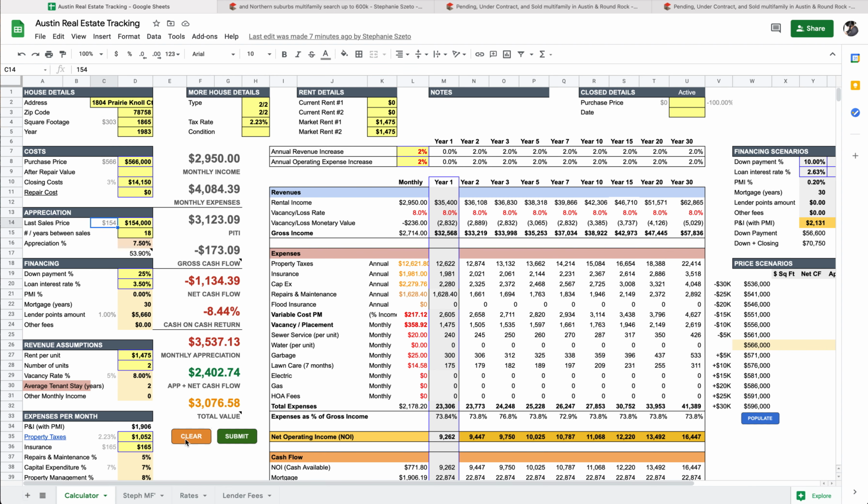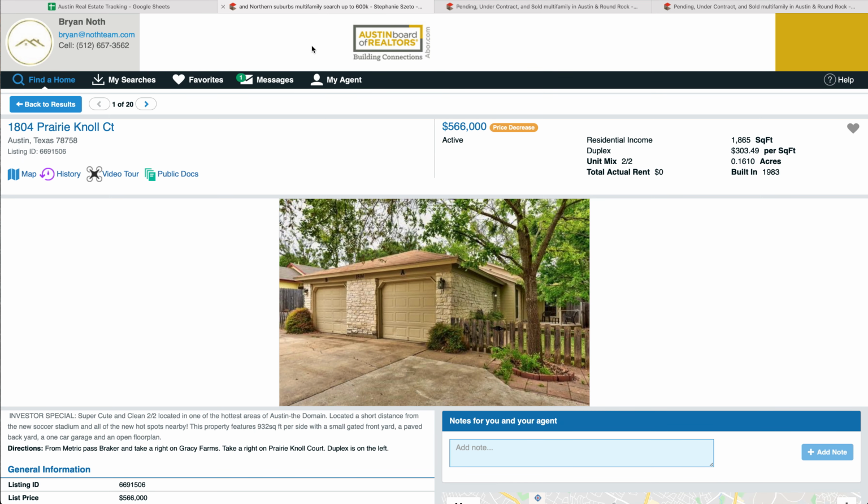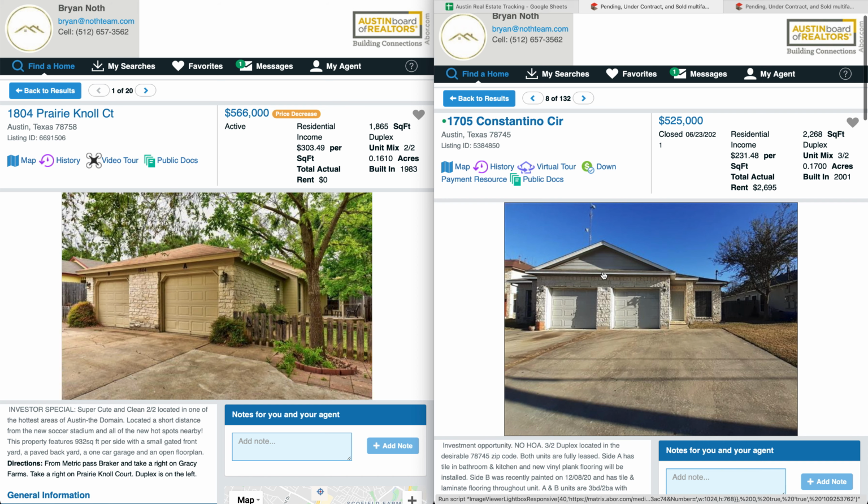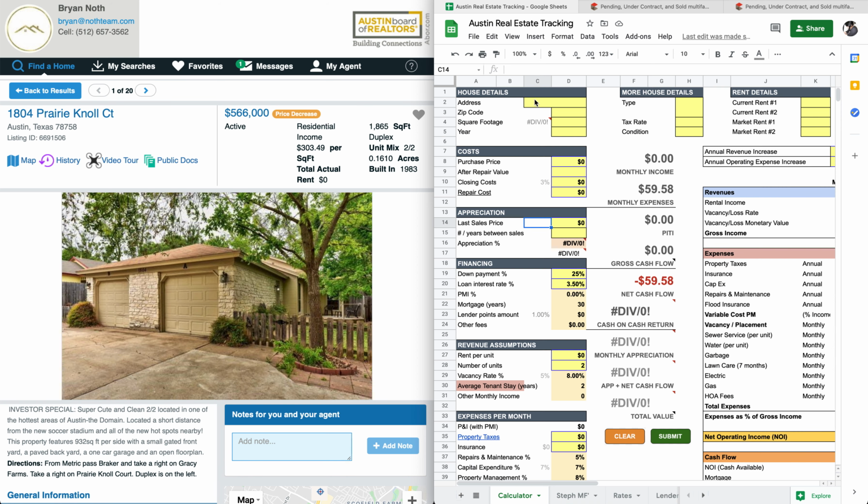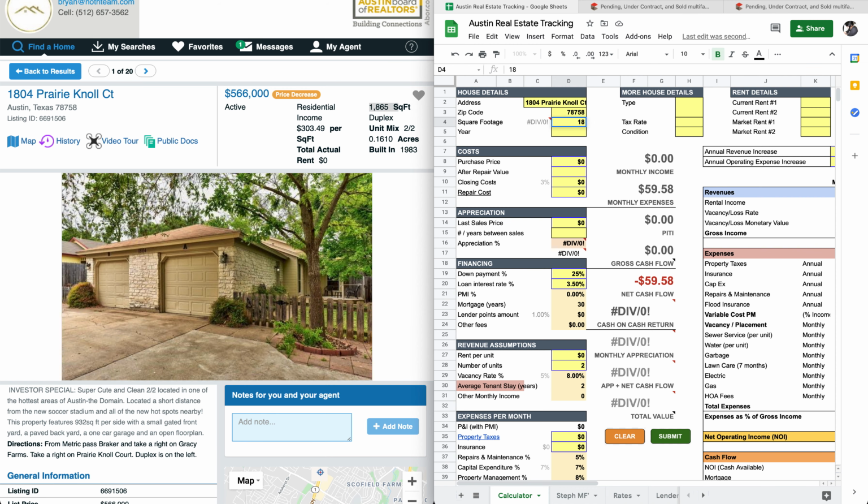Actually, I feel like I should do this from scratch so that you can see how I actually punch this in. Okay, let me just start over from scratch. I won't submit it since I already have it, but what I would do is type in the address, Prairie Court. The zip code is 78758. Square footage is 1865, right here. Wrong window. The year is 1983. And then from there, the purchase price is currently $566.